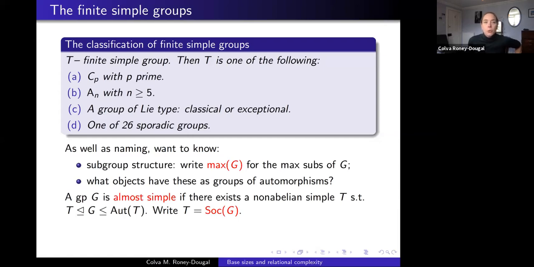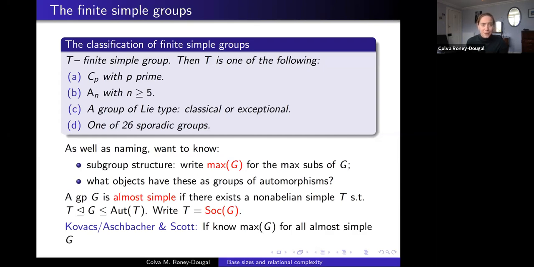Well, it turns out if you want to then put the bits back together again, so not just talk about simple groups, but to talk about all groups, it's not enough to know about the simple groups alone. So there's a pair of results due to Kovacs and Aschbacher and Scott from ages ago, and I meant to check the date and I forgot, sorry, which says if we know the maximal subgroups of all of the almost simple groups, then it's possible to put that information together to work out the maximal subgroups of every finite group H.